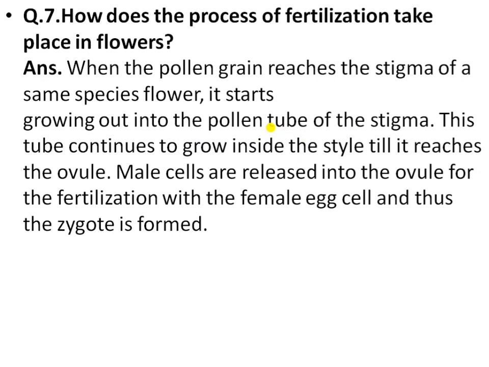So, pollen grains are the male gametes. They reach the stigma of the same species of flower. Then the pollen starts growing out its pollen tube into the stigma. This tube continues to grow inside the style. It reaches the ovules where the female cell is present. From this pollen tube the male cells are released into the ovule for fertilization with the female egg cell. When the male gamete fuses with the female egg cell, then the zygote is formed. So this is about fertilization in flowers.